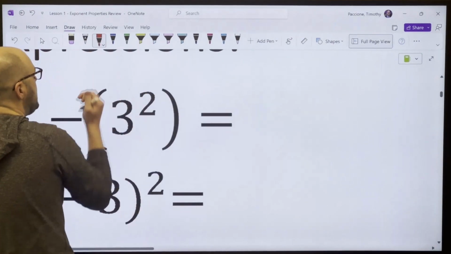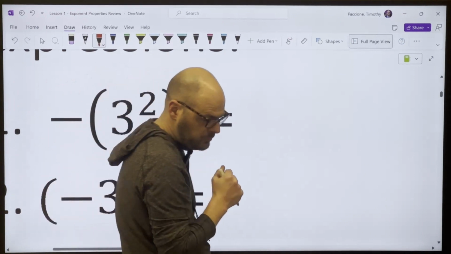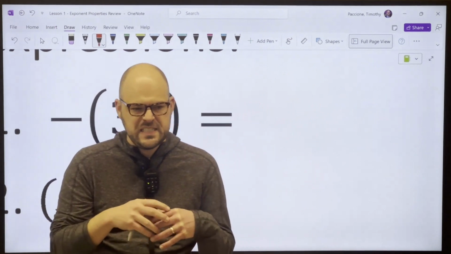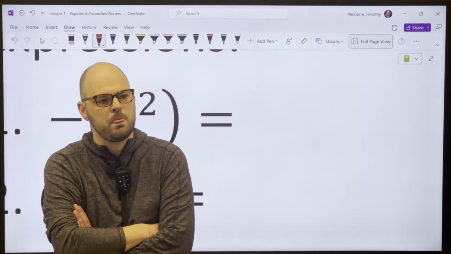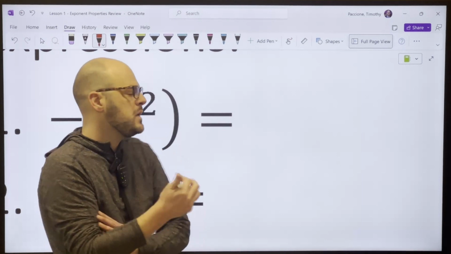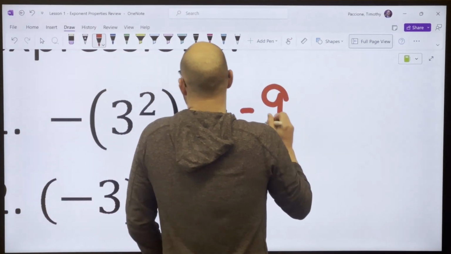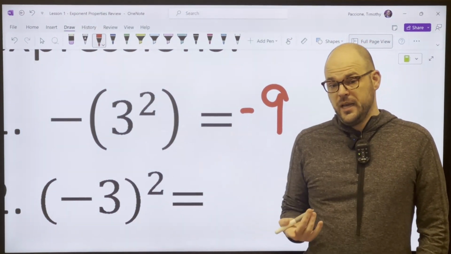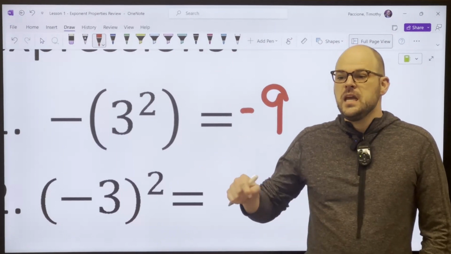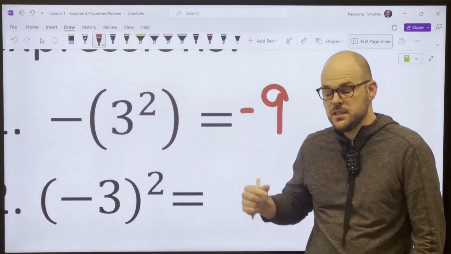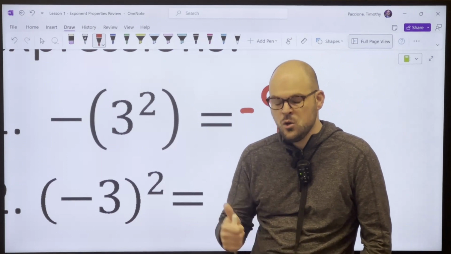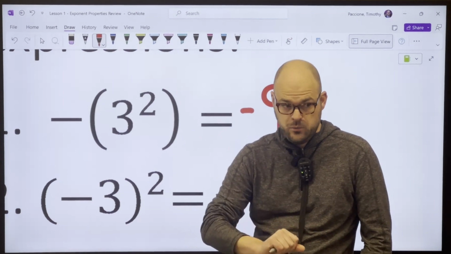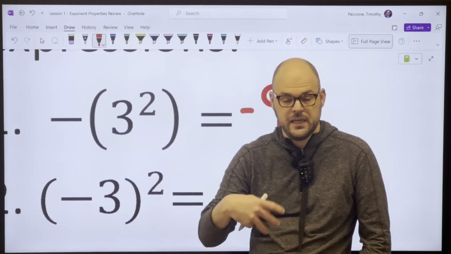Negative parentheses 3 squared. Anybody think they know? What I'll do is I'll ask for your answer, and then I'll expand it out to prove it. Go ahead. What do you think, Hannah? -9. Okay. What other answer do you think people might come up with? Yeah. 9. If you're looking at a problem like this and you're not sure, is this -9 or 9? There's one thing you could always do. And you're going to hear me say this a lot. When in doubt, write it out, meaning expand it out.